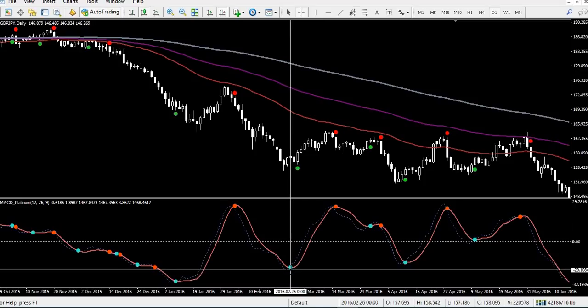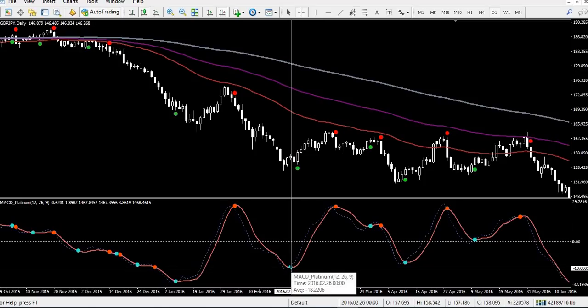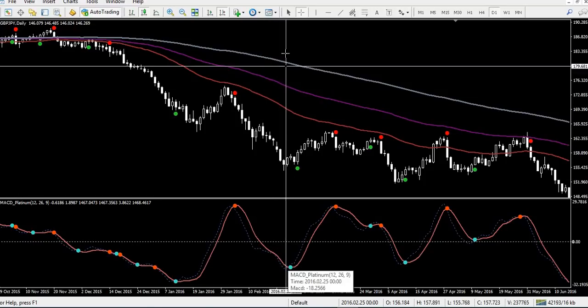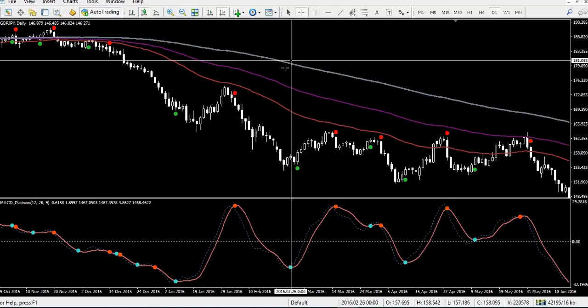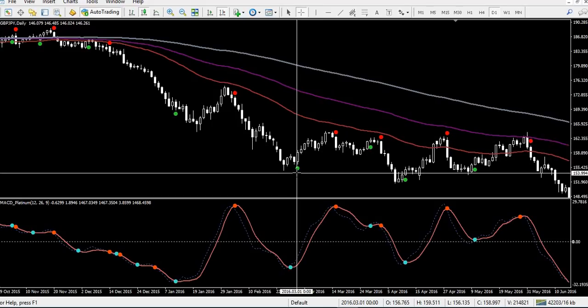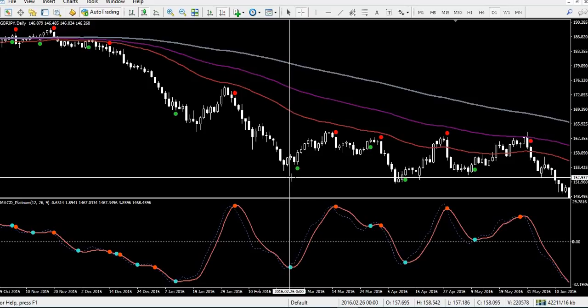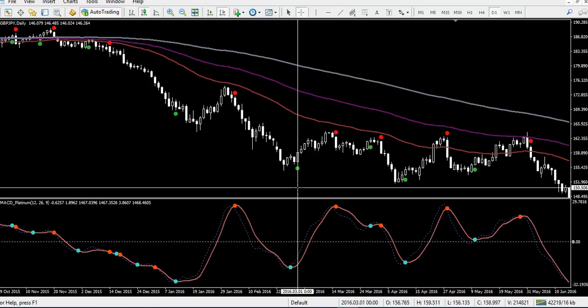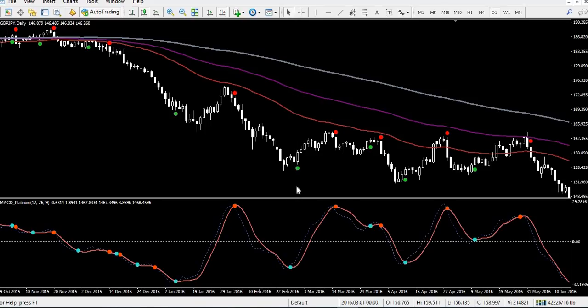And here's a good example, blue dot on the MACD Platinum. Looking to buy now because we're below the zero level. We're against the trend though. You can see trend's still down. Now, I said before, there's ways I look at counter trend trades or trading against the main trend, and the only way I'll do it once I get a confirmed signal is if I've got some sort of divergence.